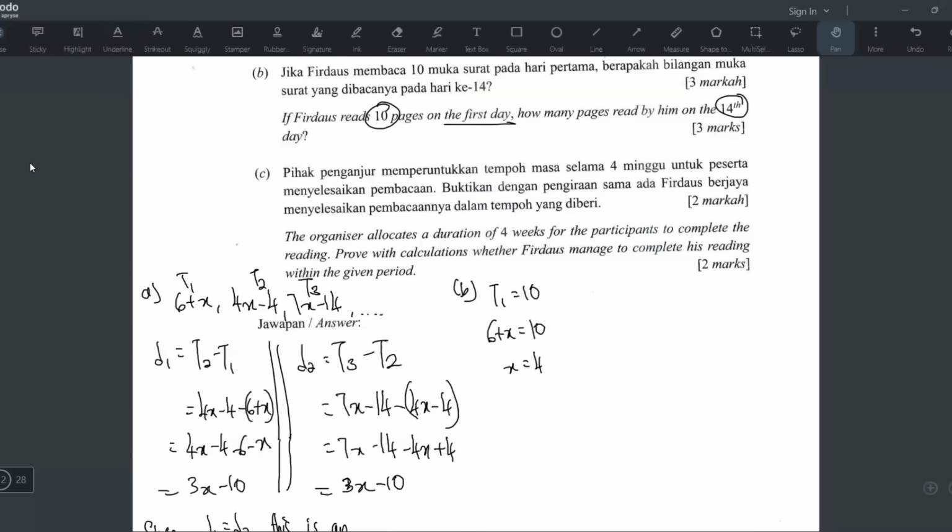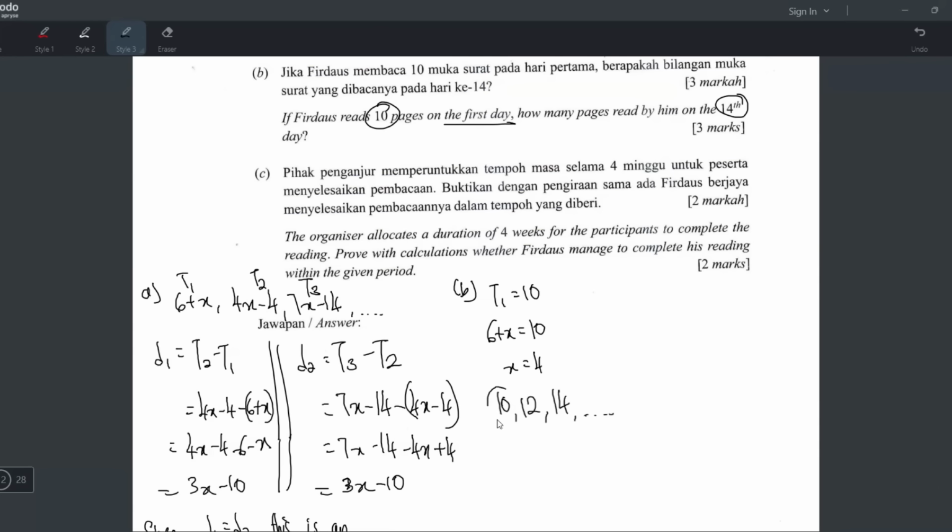Okay, let's write down our progression first, because now we already have the X. So it will be 4 plus 6, which is 10. And then this one, X ganti dengan 4. So 4 times 4, 16, 16 minus 4 is 12. And then this one ganti 4. 4 times 7, 28 minus 14 is 14. So this is the pages read on the first day, then second day, third day. So they want to find the pages read by him on the 14th day.